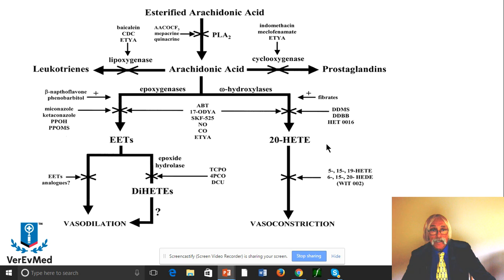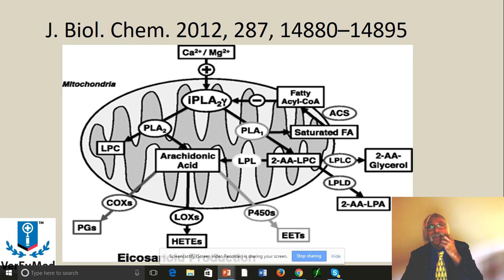EETs rather than HETEs are involved in vasodilation. So depending on which way you go, epoxygenase or the omega hydroxylase, you're either going to cause vasoconstriction or vasodilation at the local level. These are local hormones, but they are indeed hormones. Okay. All right. So that's just a little idea. And I know this is getting more and more into this, and I know you like it.